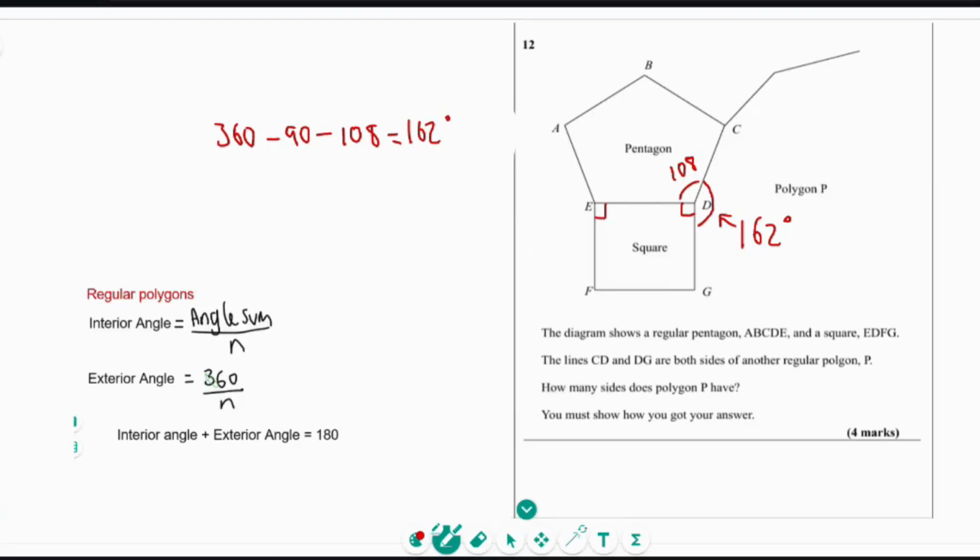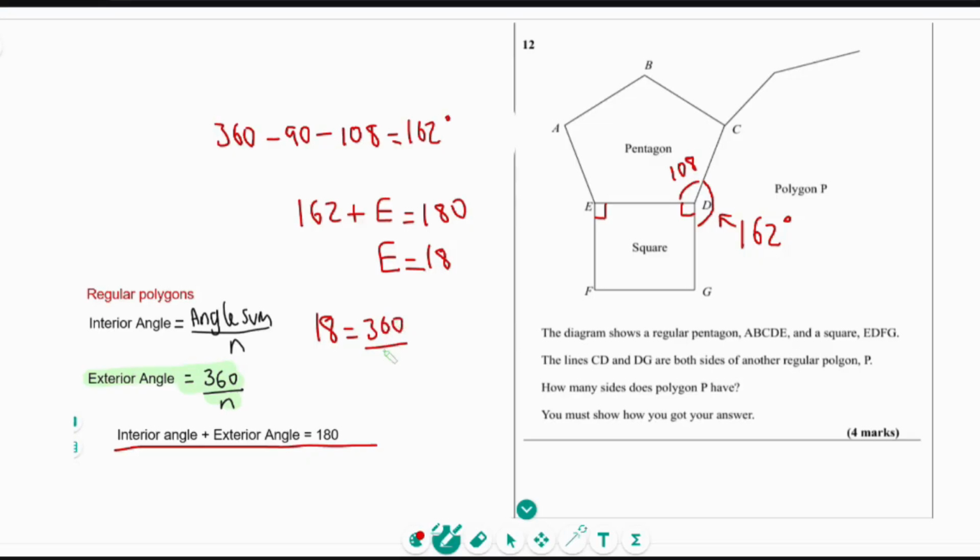We need to find the number of sides. So you have to use this formula, but we need an exterior angle. We don't have an exterior angle, so we need this formula. So 162 plus the exterior angle is 180. Let's take 162 off both sides, which gives us the exterior angle is 18. Now we know the exterior angle, 360 over n, times both sides by n, divide both sides by 18. So n is 20.